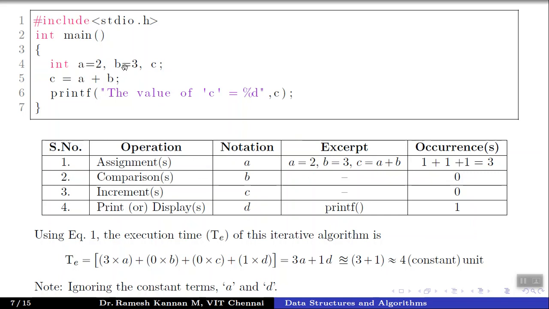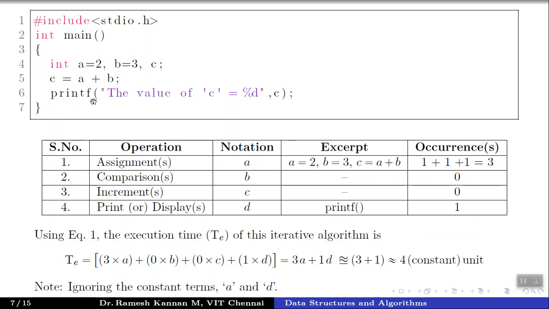Probably you can take X, Y and Z, to avoid confusion. So we have 3 occurrences of these assignments and we don't have any comparison operation or increment operations. These things we can take a look at in the iterative algorithms, which use for loops, nested loops and so on. But as of now, in a sequential program, we don't have comparison and increment.